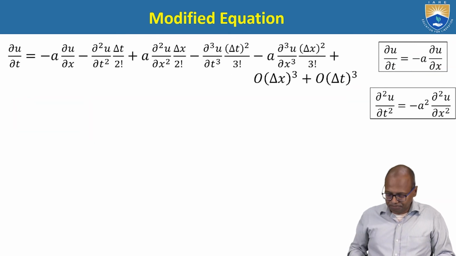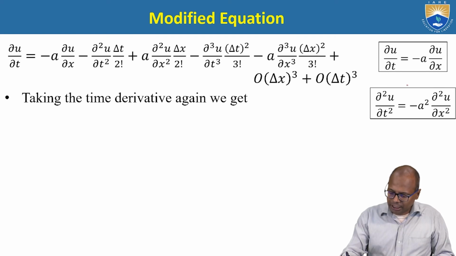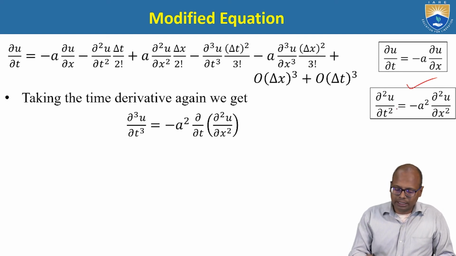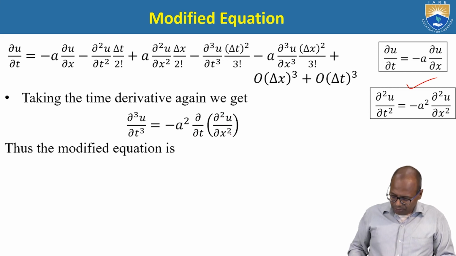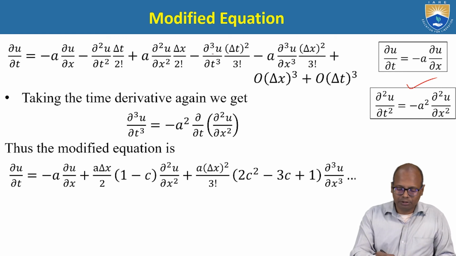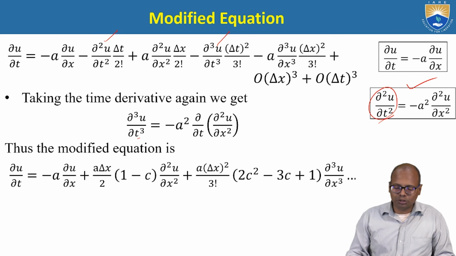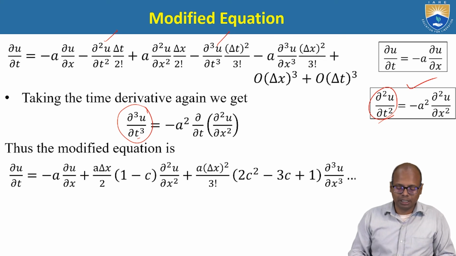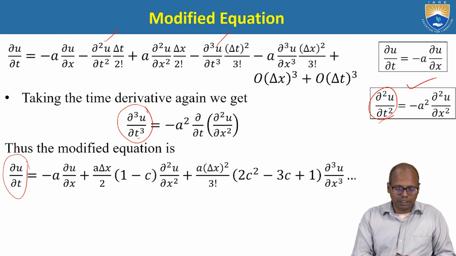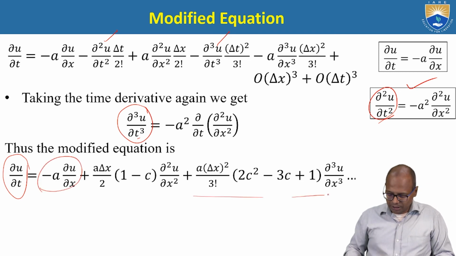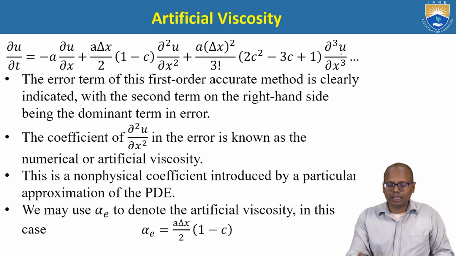So if I further differentiate this, if I take the time derivative of this again, what will I get? I will get simply dou cube u by dou t cube is equal to minus a square dou by dou t of dou square u by dou x square. If I simplify this and substitute back in this equation, here I am substituting the dou cube u by dou t cube and dou square u by dou t square values. This is the dou square u by dou t square value, and this is the dou cube u by dou t cube value. If I substitute these two values in this equation, what will I get? I will get dou u by dou t minus this, and so on. Now this is the equation that we got.